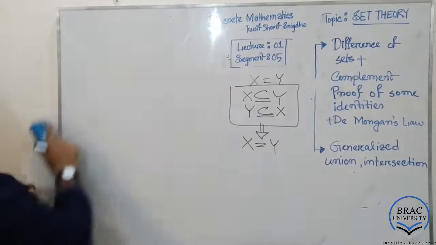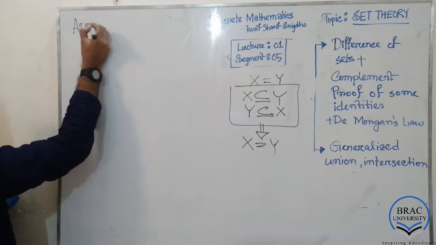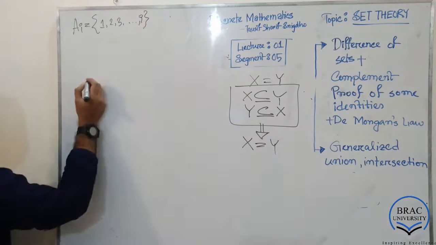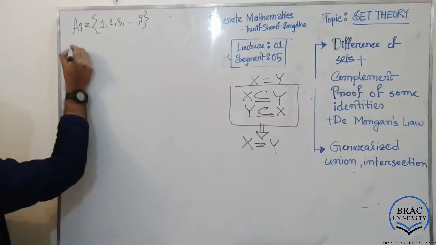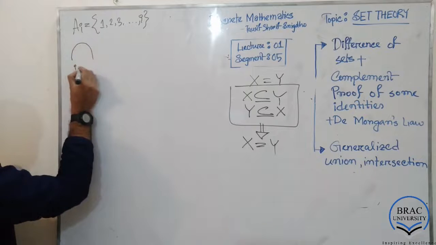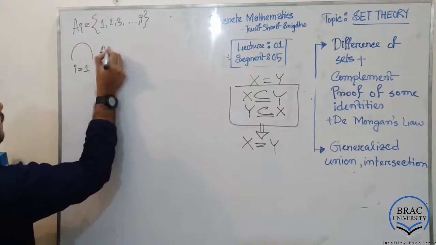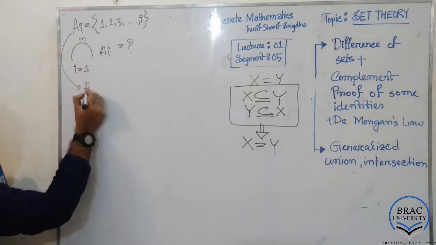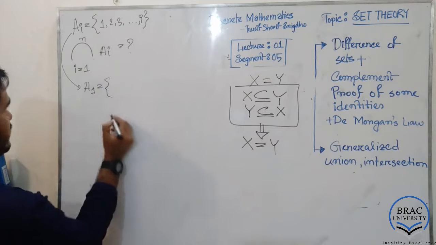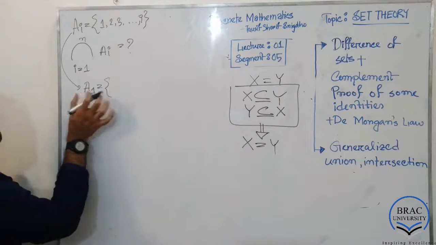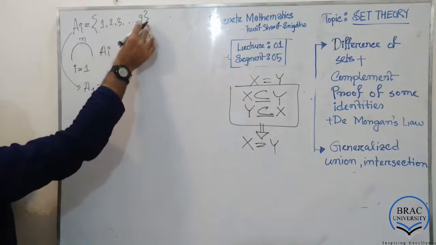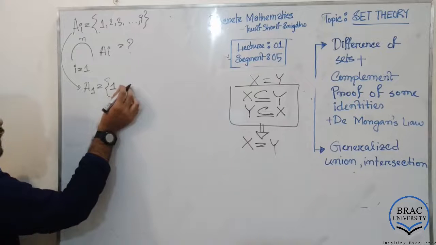So this is known as generalized union and intersection. So if you are given a set where Ai equals 1, 2, 3 up to i, then you are asked what is the generalized intersection of Ai? How can you solve it? At first, we can put 1 here in place of i. So the set will be, starting from 1, it ends at i, and here i value is 1. So it will end at 1.